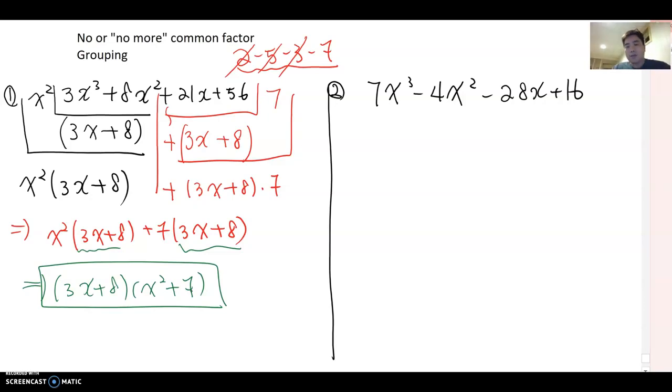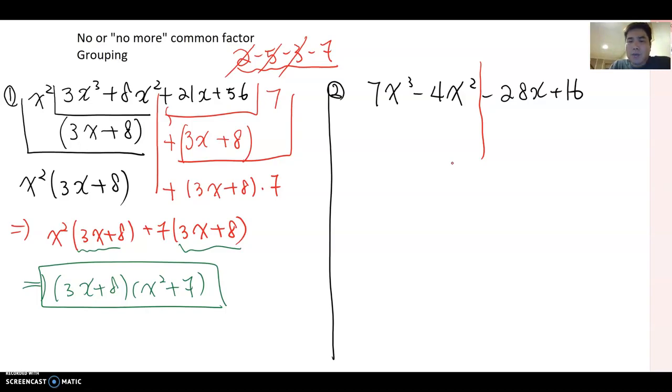Then let's look at the second example here. It's the same concept. Before using grouping, you have to double check whether this polynomial shares any common factor. So let's look carefully. 7x cubed, 4x squared, 28x and 16. Do you see any common factor? No. Then we can begin to use grouping. So the same thing. I'm gonna divide into first half and second half, and make 7x cubed and 4x squared the first half terms, and negative 28x plus 16 becomes the second half.